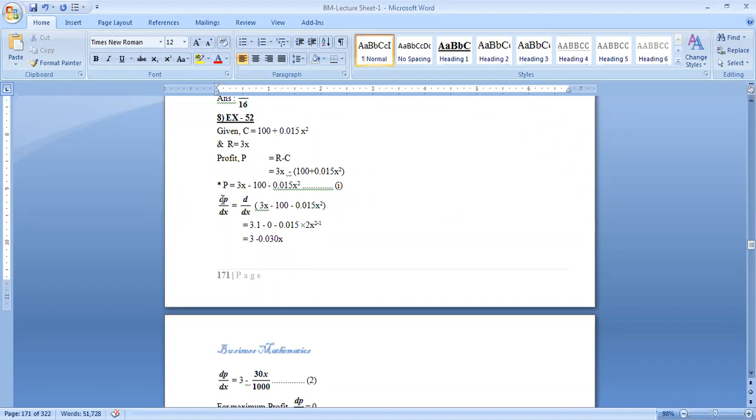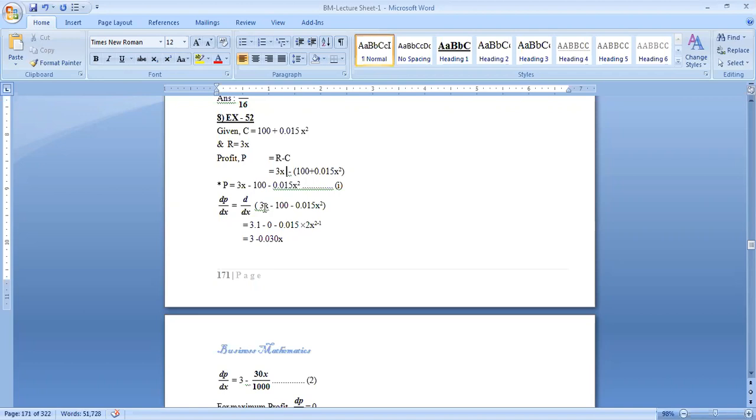This looks like dy/dx, but in place of y we have to use P, for profit. So this will be dP/dx, not dy/dx. Now taking d/dx on both sides of equation 1, we get the first derivative dP/dx.